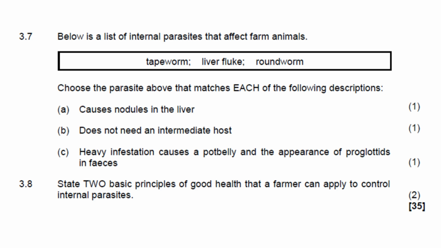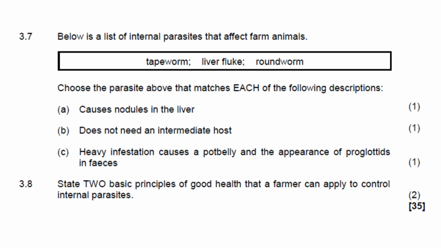descriptions, right? So the first one, very easy, guys. Like you don't even have to think about this one. It causes nodules in the liver. So obviously that one is the liver fluke. Right? B, it does not need an intermediate host.